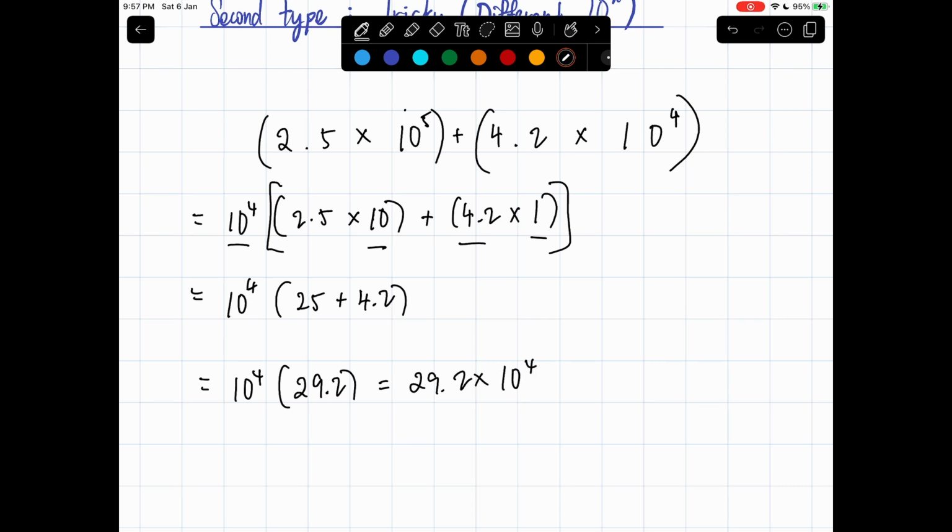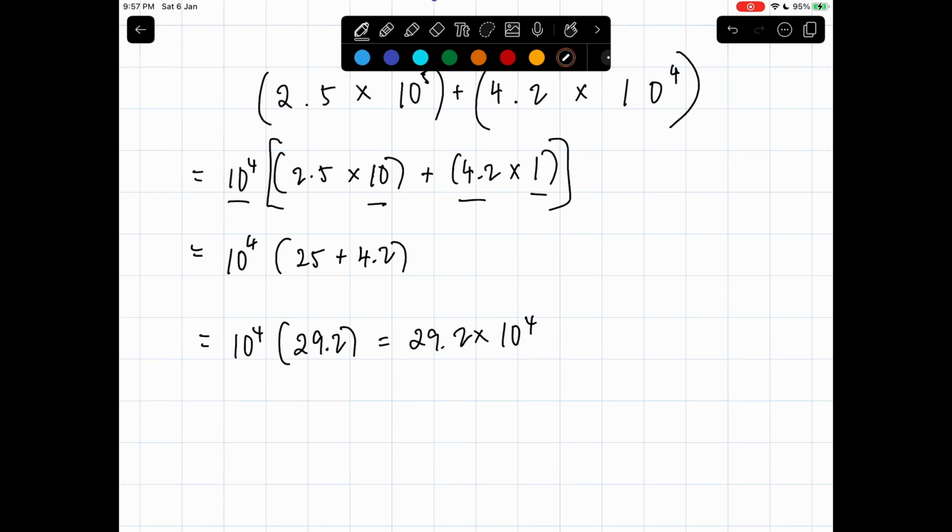of 4. Again, remember the law. It has to be more than 1 but less than 10. 29 is obviously more than 10. So what we're going to do is we're going to move it here. First, move the point until you get a single digit on the left hand side of the decimal. Single digit which is non-zero. So you have 2.92.